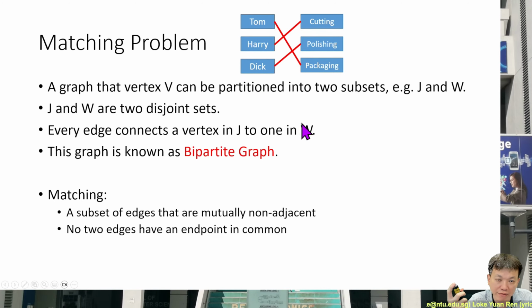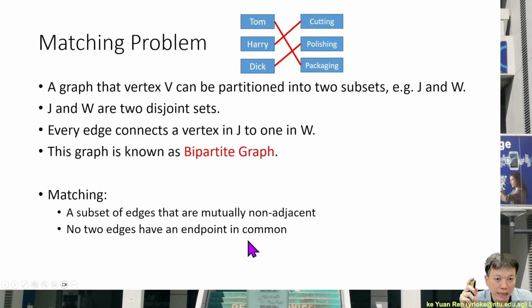If edges are mutually adjacent, it is like Tom being assigned to cutting, and Harry also being assigned to cutting. Then those 2 edges are mutually adjacent. In this kind of configuration, they are mutually non-adjacent. That means no 2 edges have an endpoint in common. No edges have the same endpoint.